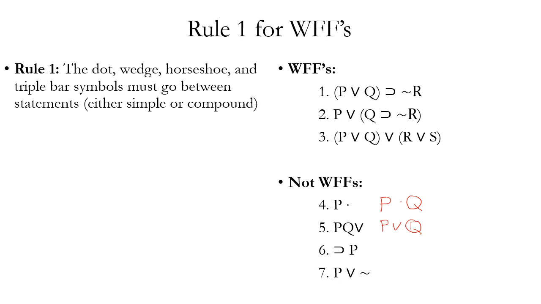For number 6, we have horseshoe P. This one is missing a simple or compound proposition before the horseshoe. So we could rewrite it as Q horseshoe P to make it into a well-formed formula. The last example, P wedge tilde, is not a well-formed formula because there's no simple or compound proposition happening after the wedge. After the wedge, all you have is the tilde. But the tilde has to be followed by either a simple or compound proposition. It itself is not a simple or compound proposition. So to rewrite this into a well-formed formula, we could make it into P wedge tilde Q.